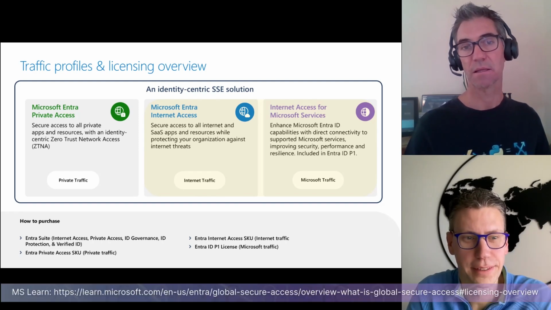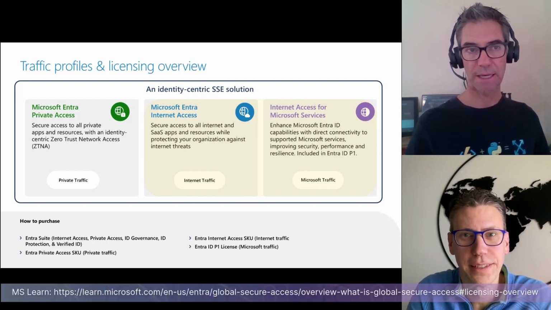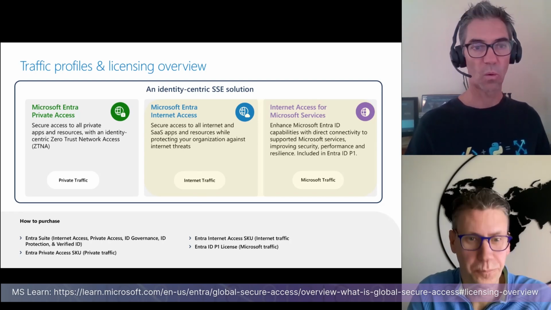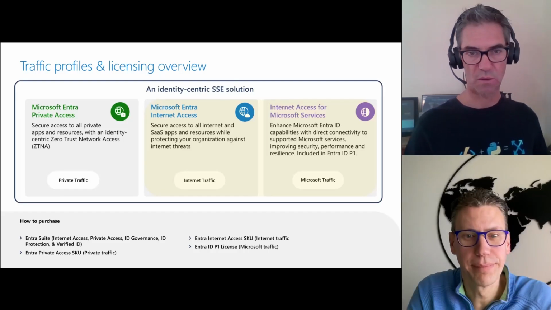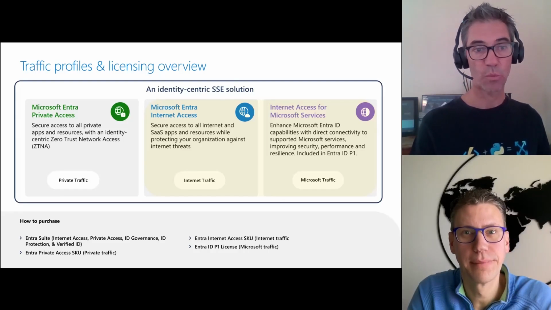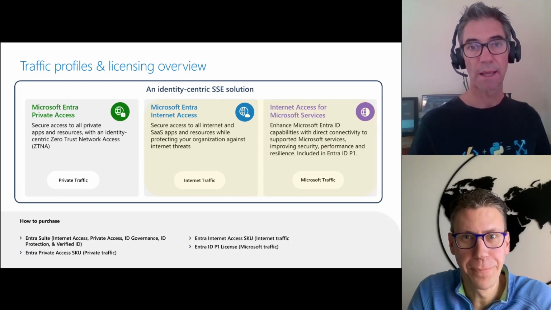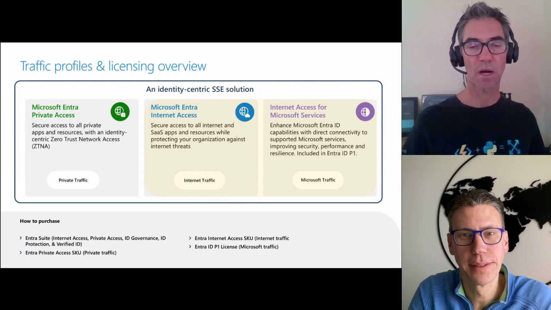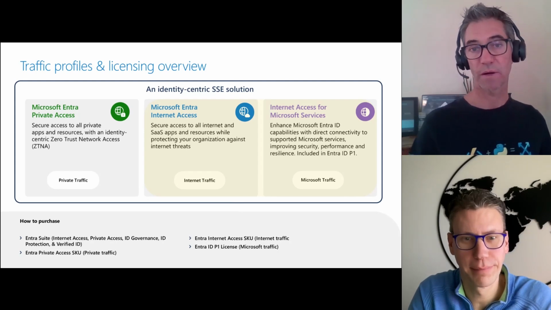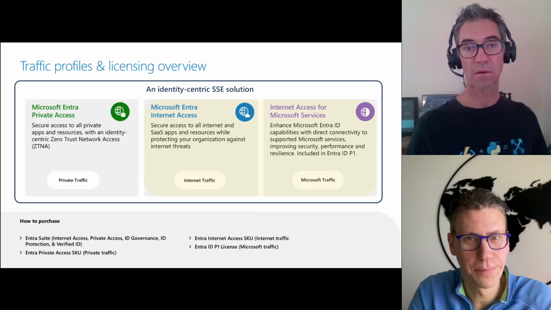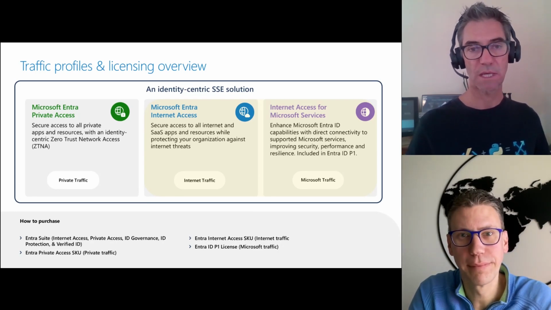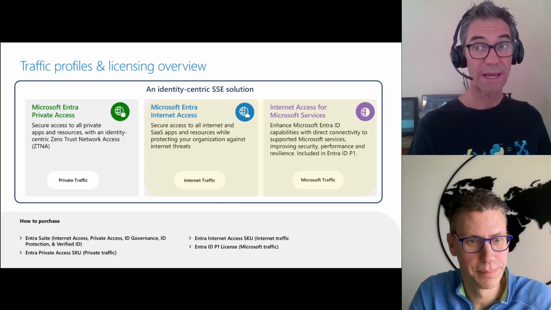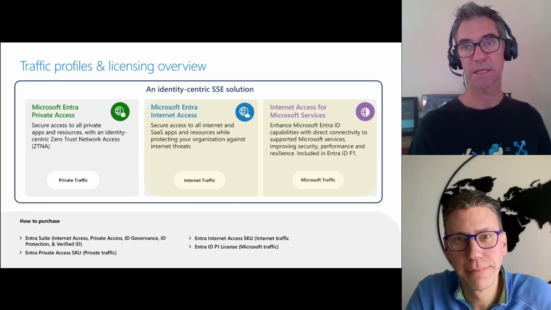Insofar as licensing the capability, Internet access and private access are part of Global Secure Access or the Entra suite, or you can purchase Internet access or private access separately as separate SKUs. The Microsoft traffic is actually included for free in any Entra ID P1 license. So you might find that you already have the Microsoft traffic capabilities in your tenant if you only have Entra ID P1. So what are the use cases of internet access?